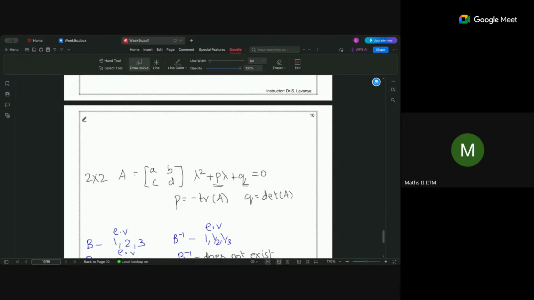Now for 3 by 3, I thought you people know these kinds of tricks to verify. Okay, what about a 3 by 3 matrix? So you have a characteristic polynomial of the form lambda cubed plus p lambda squared plus q lambda plus r equal to 0. What do you know about p, q and r? Anyone?